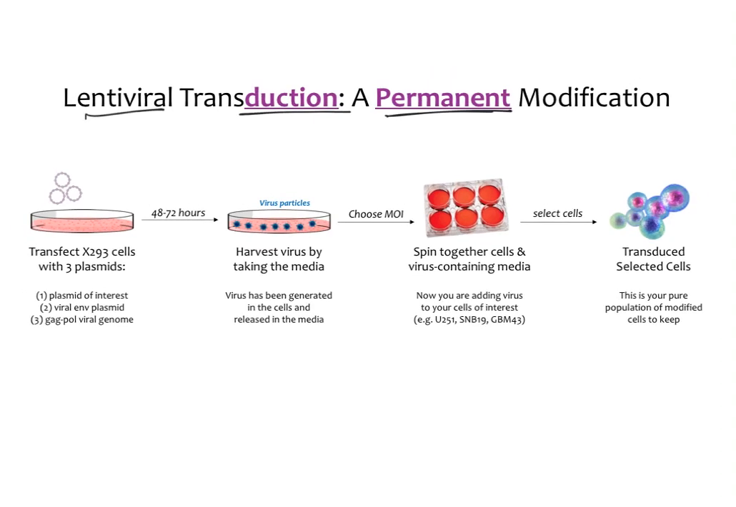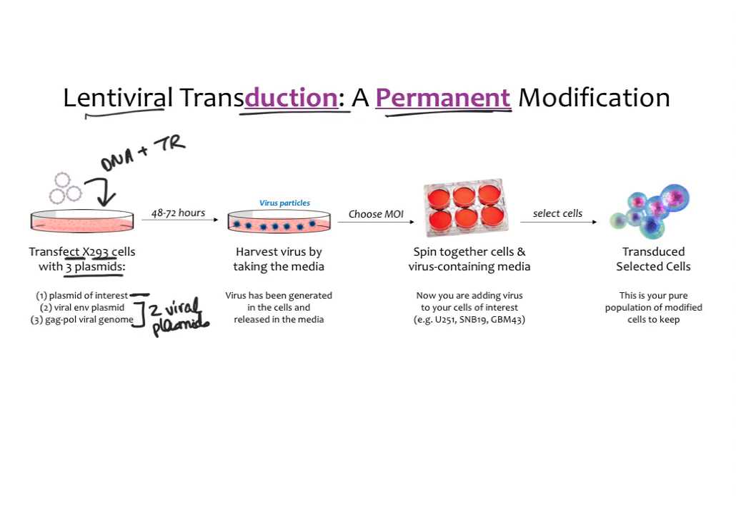So the way you do this is by first doing a transfection. You start by transfecting your 293 cells. This is a special cell line that allows for production of virus. And you start with what we just talked about. So you do a simple transfection with your DNA and your transfection reagent. You add that onto your cells, and you add 3 plasmids. One is your plasmid of interest, just like we did in the transfection, and 2 of them are actually viral plasmids that allow the cell to construct the viral envelope and the genome.